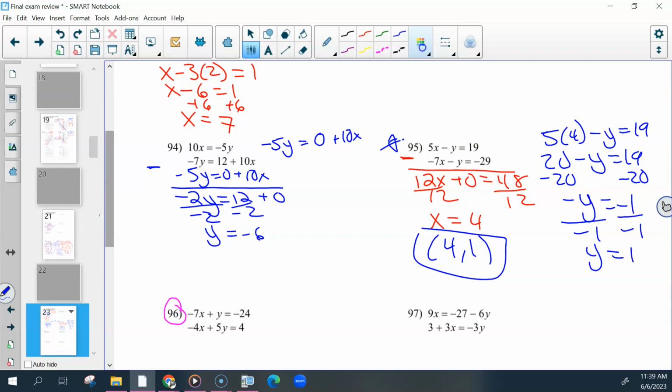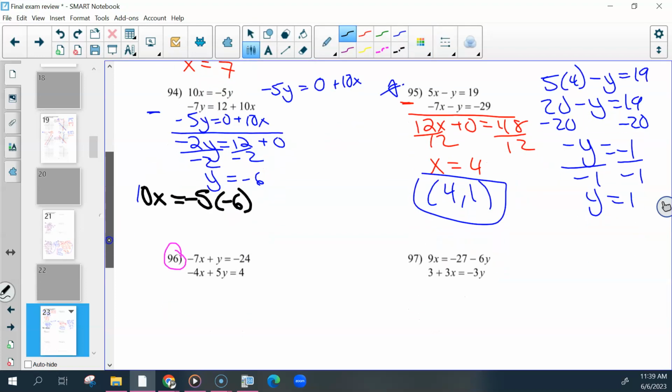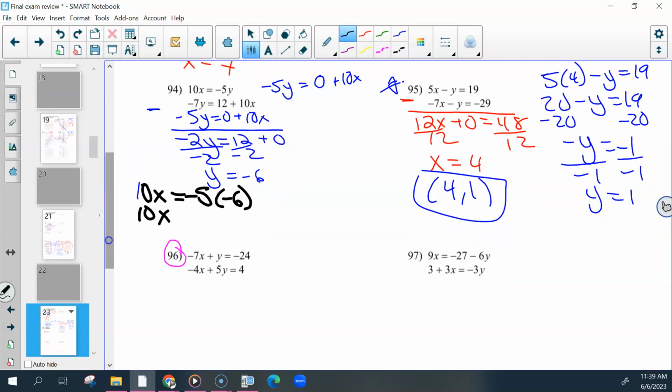Then we could go back and find x. Put this, I would say, in this first one. Then x equals -5 times -6. And then divide both sides by 10. So then our ordered pair would be 3, -6.